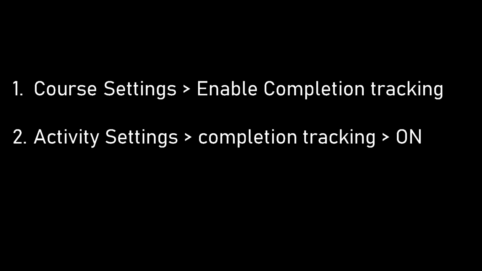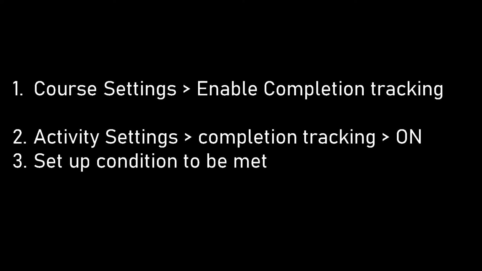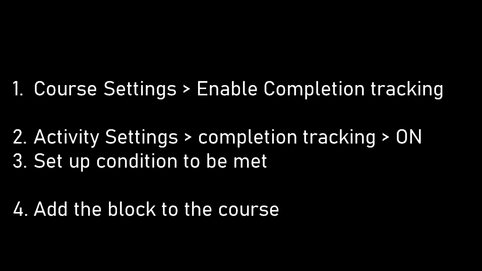The first one is we need to enable completion tracking at the course level. We're going to review the course settings. Secondly, we need to look at each activity we want to track. We're going to have to set it on there, also set up some conditions that need to be met in order for Moodle to track it. And lastly, we'll briefly look at how to add this block into your course.